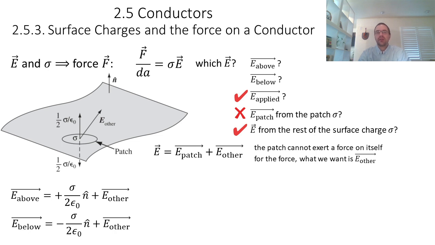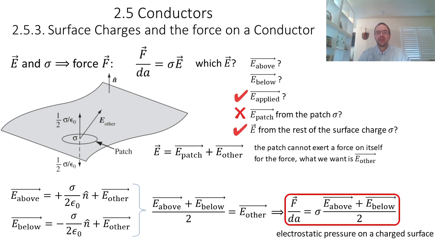In fact, the exact value of the field from the patch does not matter. All we need is that it is equal but in opposite direction above and below the patch. So this way, if you take the average, E above plus E below divided by 2, then you get E other.